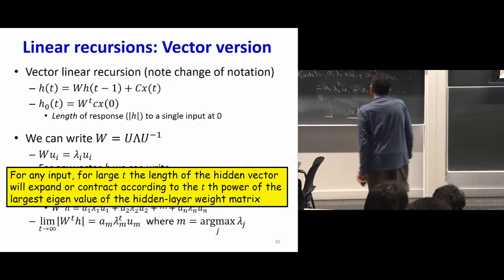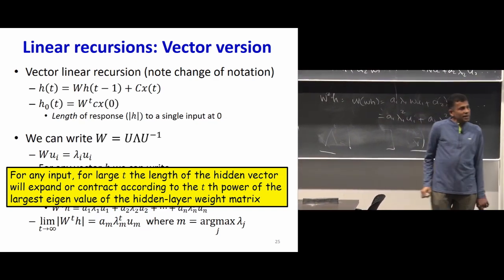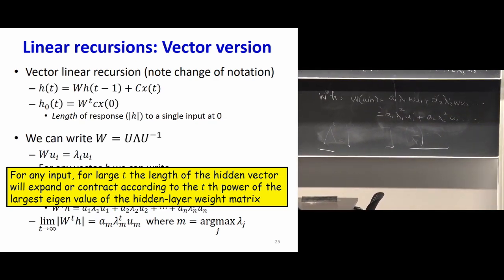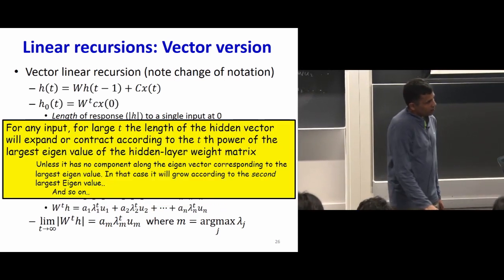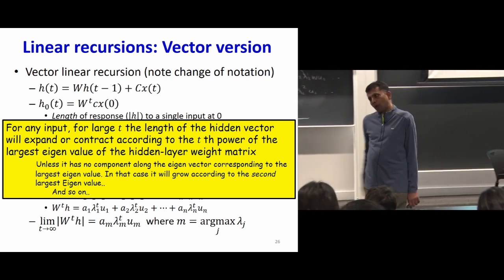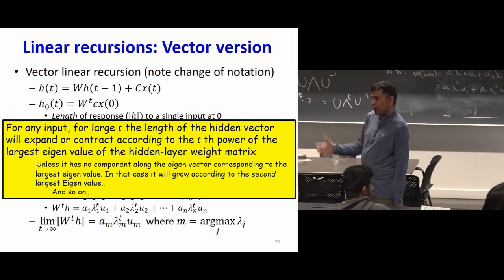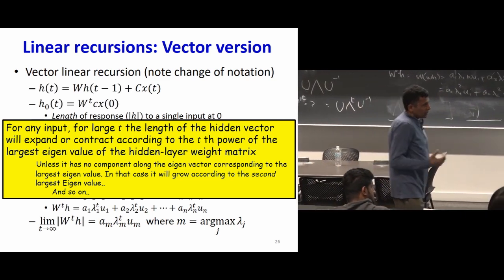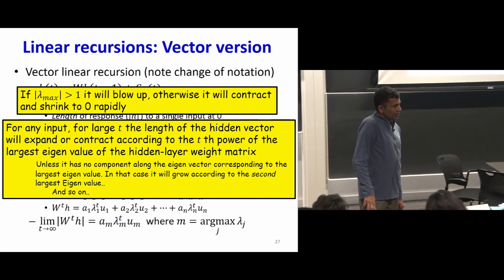Unless this term, A1, is 0. And A1 will be 0 if H has no components along the largest eigenvector, in which case you have to worry about the second largest eigenvector. And if H has no components along the second largest eigenvector, then you have to worry about the third largest eigenvector and so on. But if you're speaking of generic behavior, it is sufficient for us to actually worry about the largest eigenvalue.